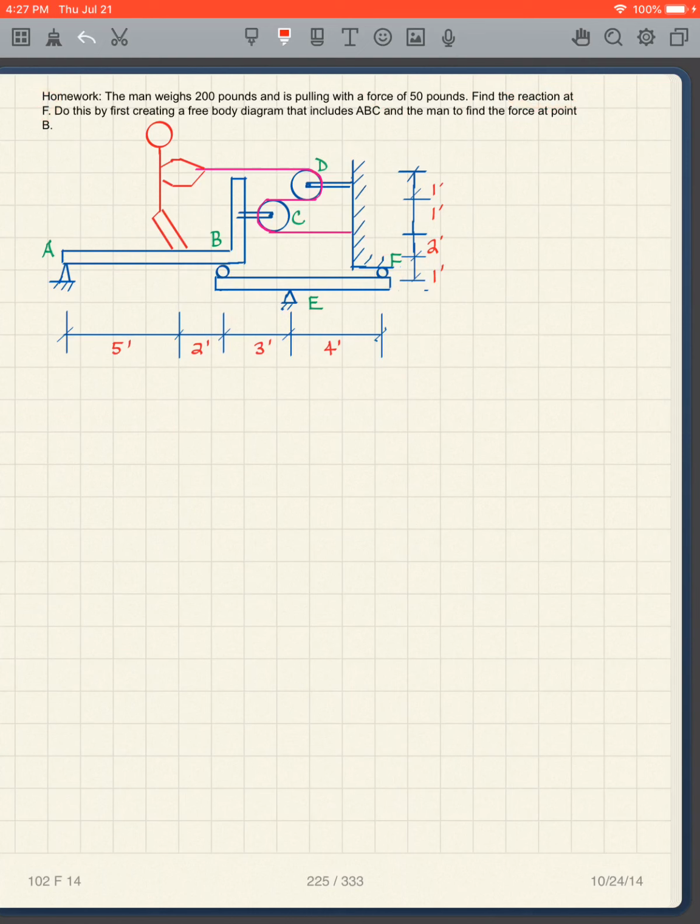And I give you a little hint here. Do this by first creating a free body diagram that includes A, B, C, and the man. So I'll let you take that hint and work this problem. So pause the video here and work this problem.